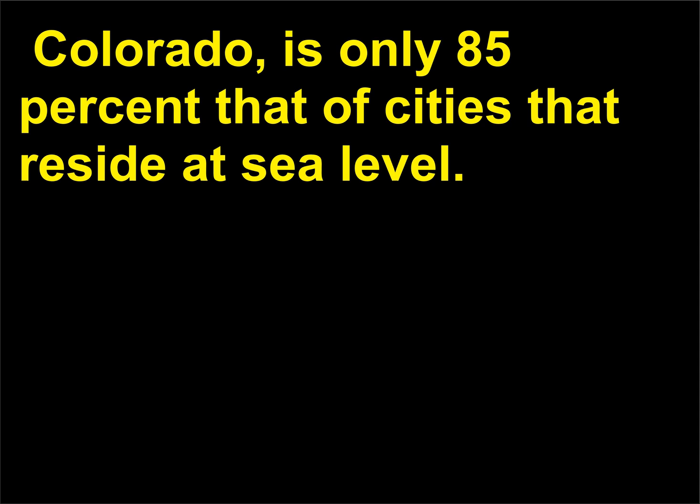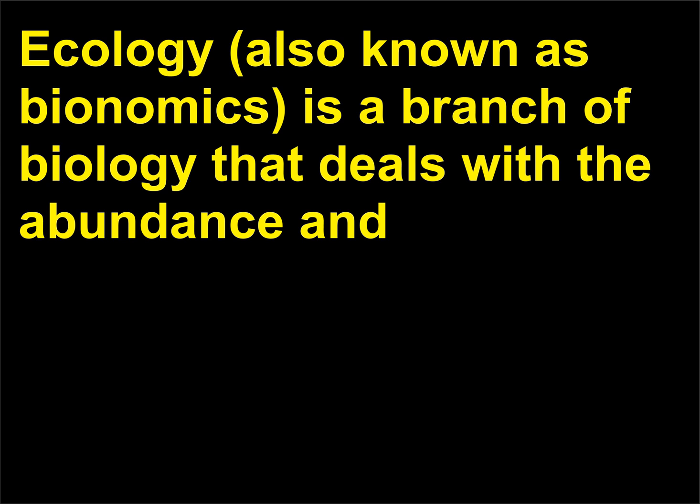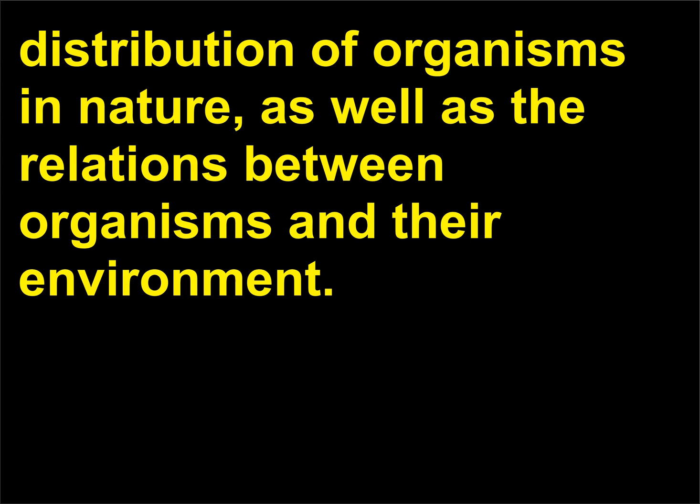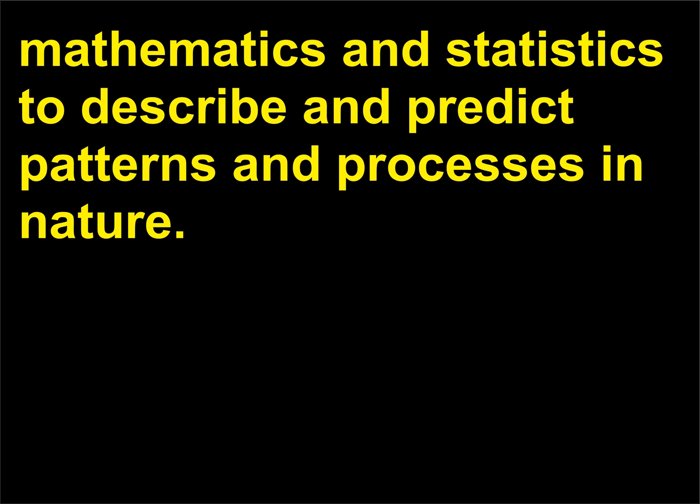What is ecology? Ecology, also known as bionomics, is a branch of biology that deals with the abundance and distribution of organisms in nature, as well as the relations between organisms and their environment. It is an inherently quantitative science, with ecologists using sophisticated mathematics and statistics to describe and predict patterns and processes in nature.